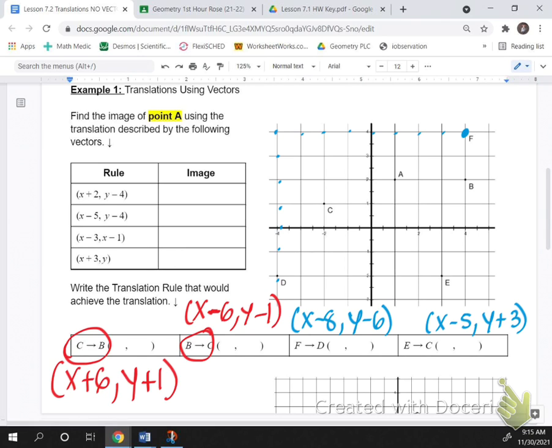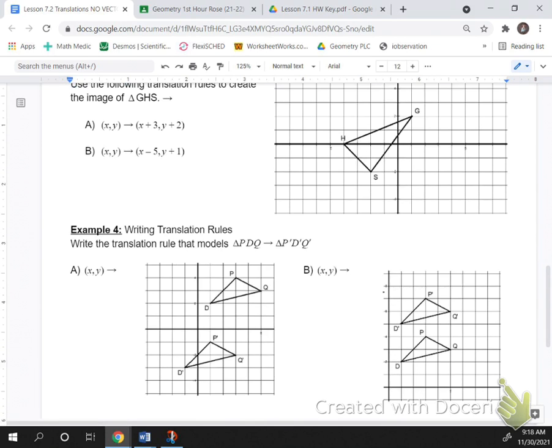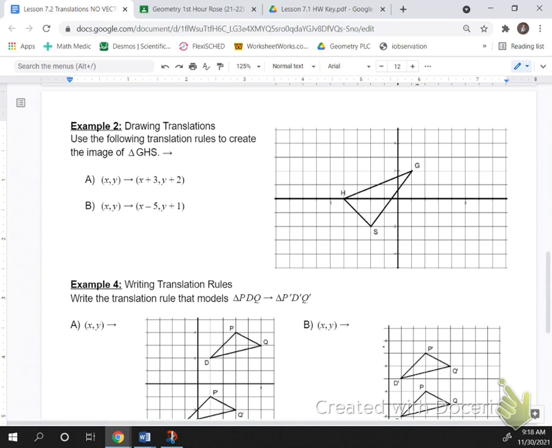Flip the page. We got another graph. Oh, man. Now we're going to shift the whole shape. We're going to slide the whole shape here. So, we're going to slide GHS. What does this say in words? Can anyone tell me in words, what is this rule telling us to do to our shape?